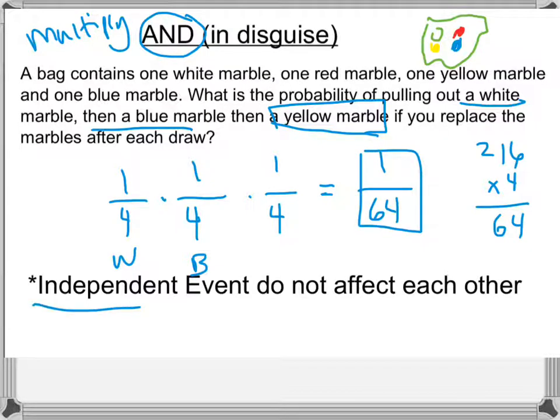And these are independent events because pulling a white marble out for the first one and replacing it did not affect the probability of pulling the blue marble out on the second one. Okay, and since you replaced it, it didn't affect pulling the yellow one out on the third one. These are called independent events.